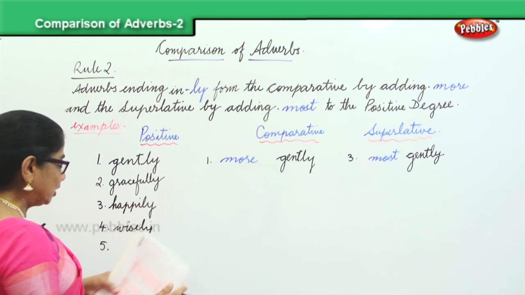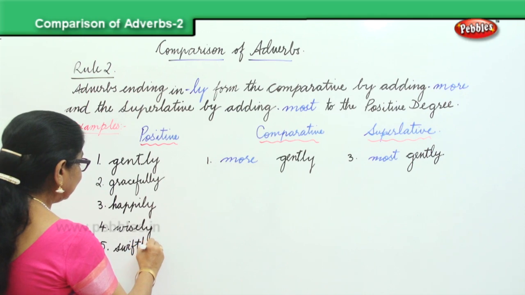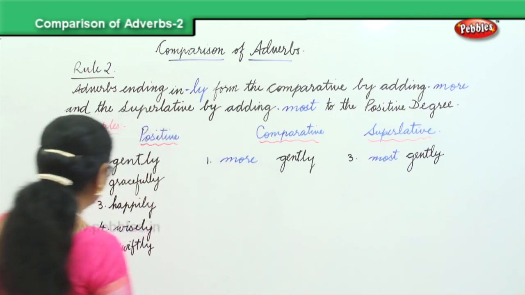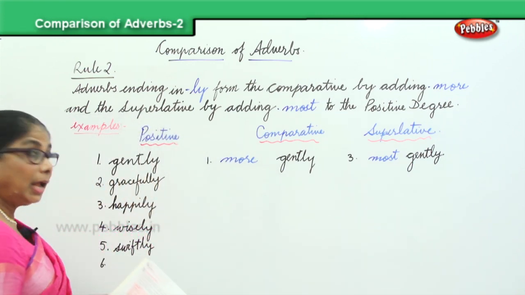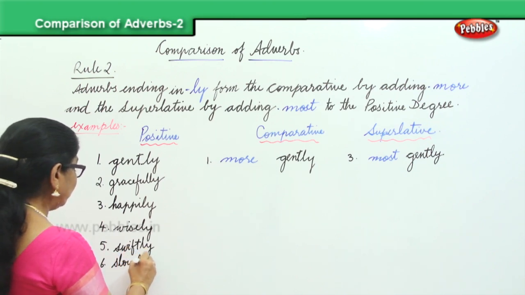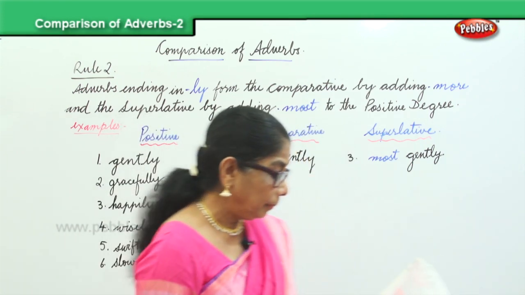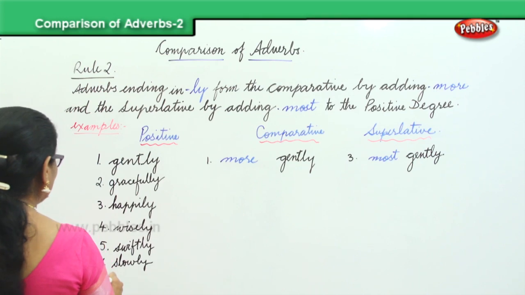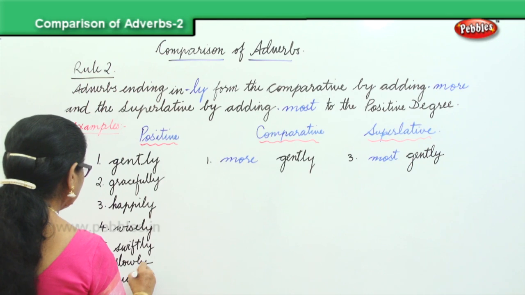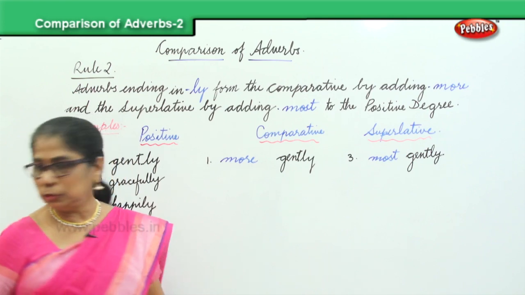Then we have swiftly. More swiftly, most swiftly. Then slowly. Slowly, more slowly, most slowly. Next, last one, quickly. Quickly, more quickly, most quickly.